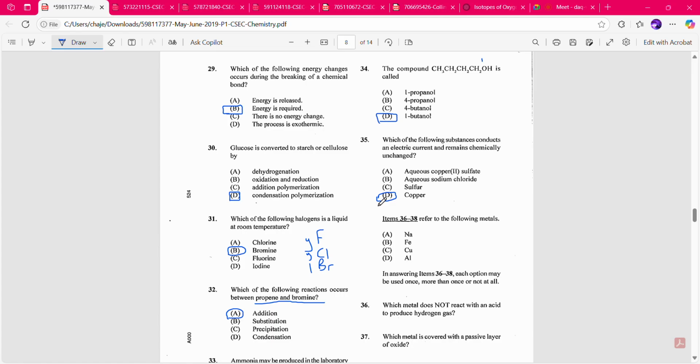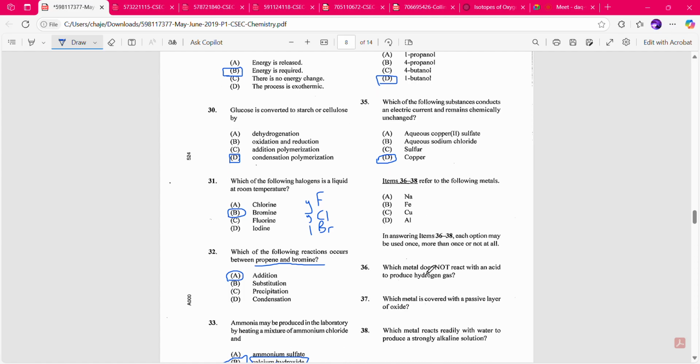Copper. Copper would not change chemically at all, but if you were to put aqueous copper sulfate and you pass an electric current through it, you're going to have copper ions being placed on one of the electrodes. Likewise, for sodium chloride, you're going to have sodium ions being placed on one of the electrodes, and you're going to have chlorine gas being produced. That is essentially decomposition, right? And know that the question is asking us about something that does not change chemically once an electric current is passed through it. In this case, it is copper.